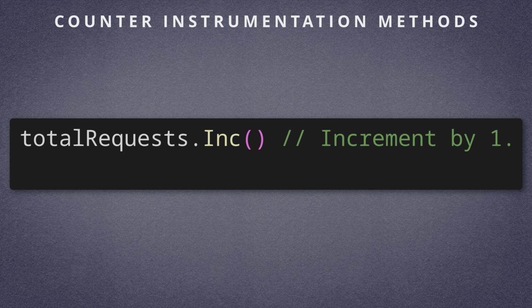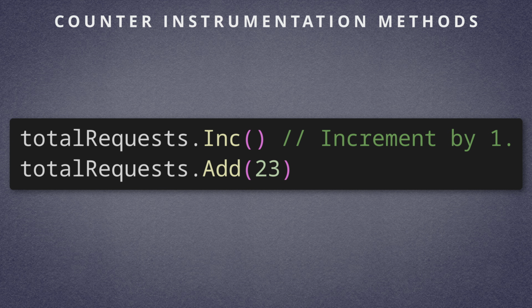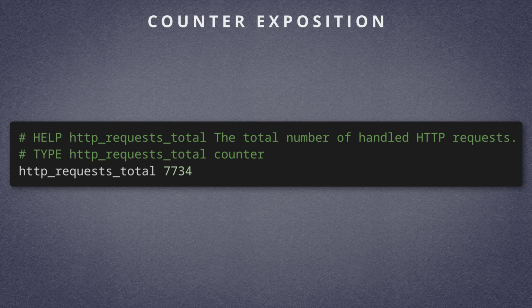For that, counters also have an add method that allows you to increment the value by an arbitrary amount. And importantly, counters do not have any method to either decrease the current value or to set an absolute value, because that just conceptually doesn't make sense for counters. In the exposition format, counters look exactly like gauges, except that the optional metadata indicates that the type of the metric is a counter.